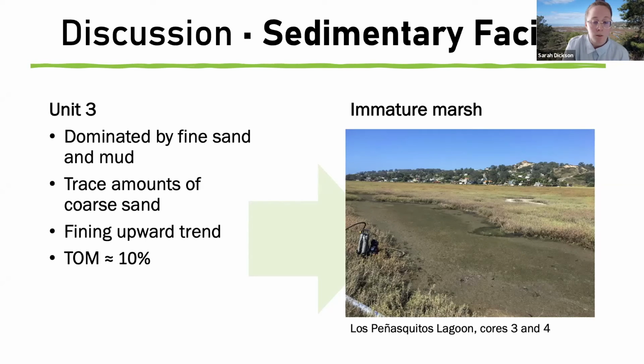Our cores were taken from the muddy area shown in this photo. We call this facies an immature marsh because the vegetation is not well developed. The soil is muddy, but it is not peaty or spongy because not enough vegetation has decomposed.